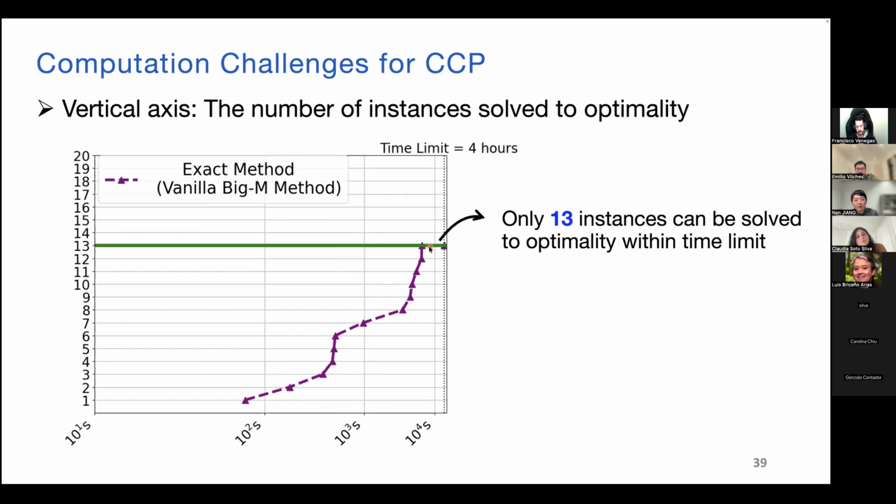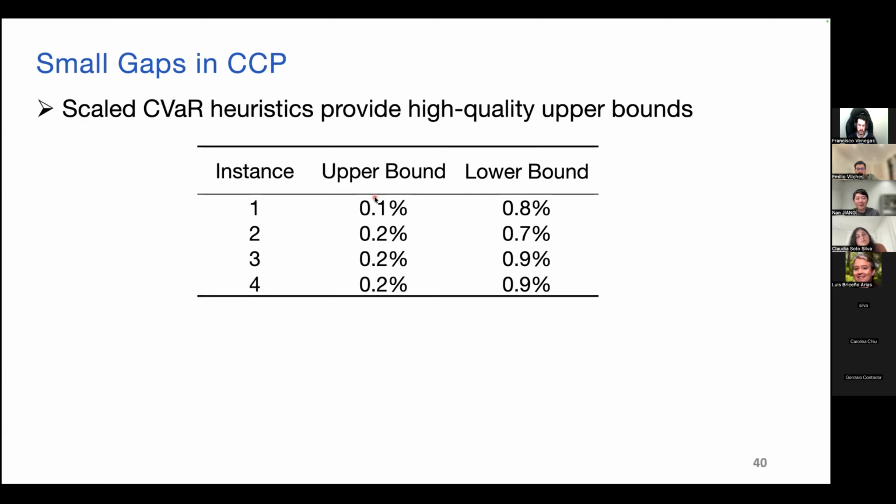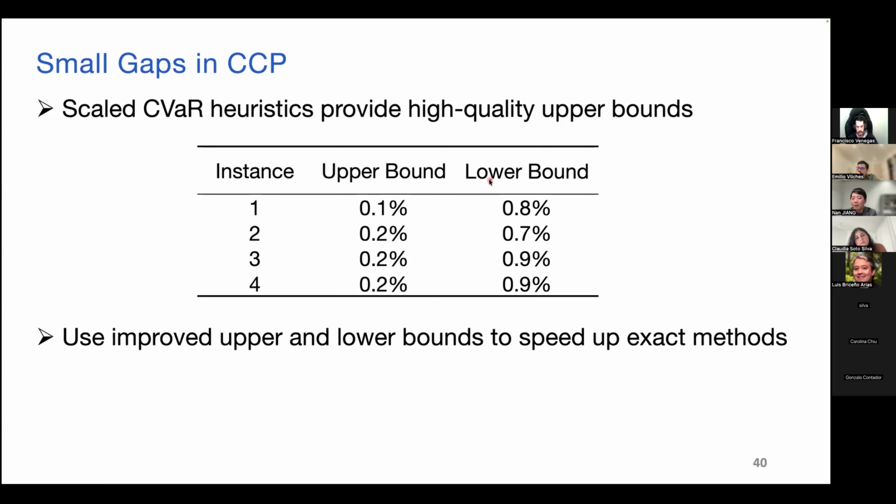Let's look at those instances, because later on we actually can have the optimal solutions, so we can check the difference between those heuristics and the optimal solutions. You can see they are very, very close to the optimal solutions. We can also find some lower bounds, and those lower bounds are also very tight. You can see those upper and lower bounds are within a 1% gap. But if we don't use those upper and lower bounds, it will take us a very long time to solve.